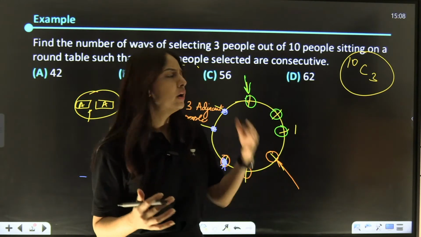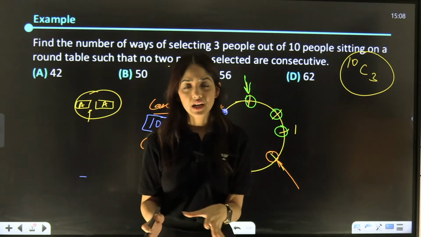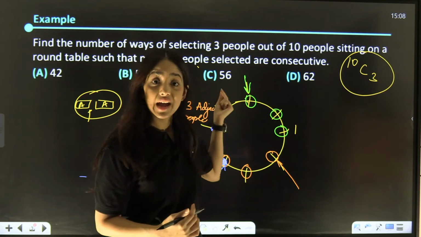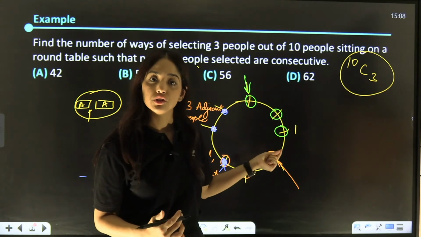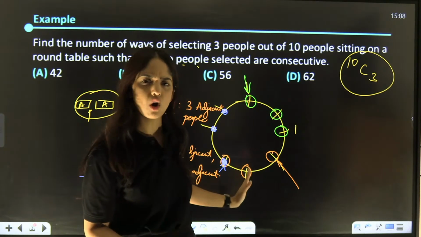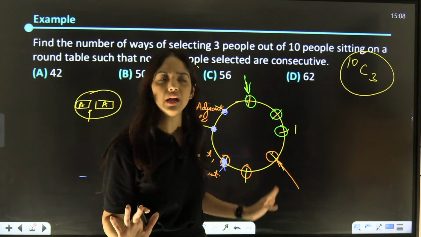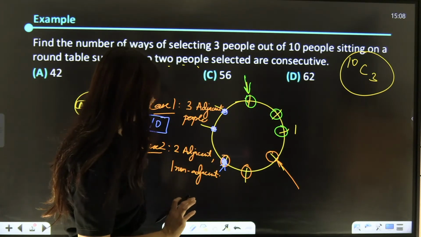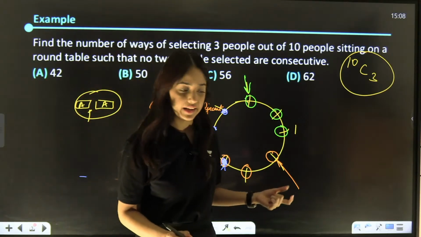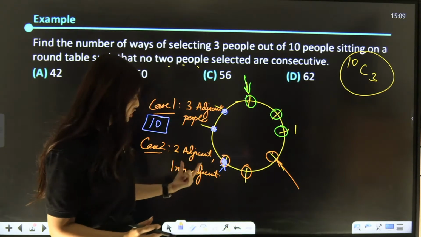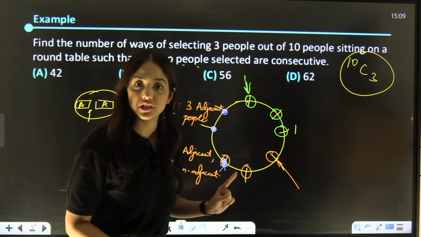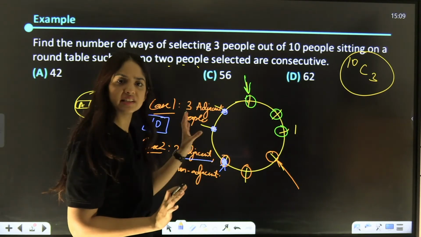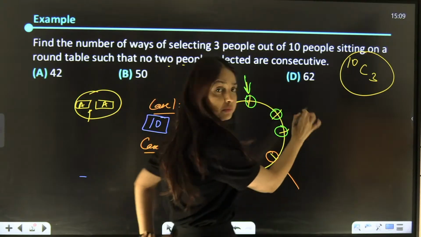Okay, so that's something we have discussed in previous classes. In case of a circular arrangement, fix the direction to avoid repetitions. So I fix the direction, clockwise, anti-clockwise, whatever you want it to be, and then I have unique arrangements. Coming to the second case. In the second case, I want 2 adjacent and 1 non-adjacent. Just like before, I can have 2 adjacent in the same ways, right? I'll draw the circle again.